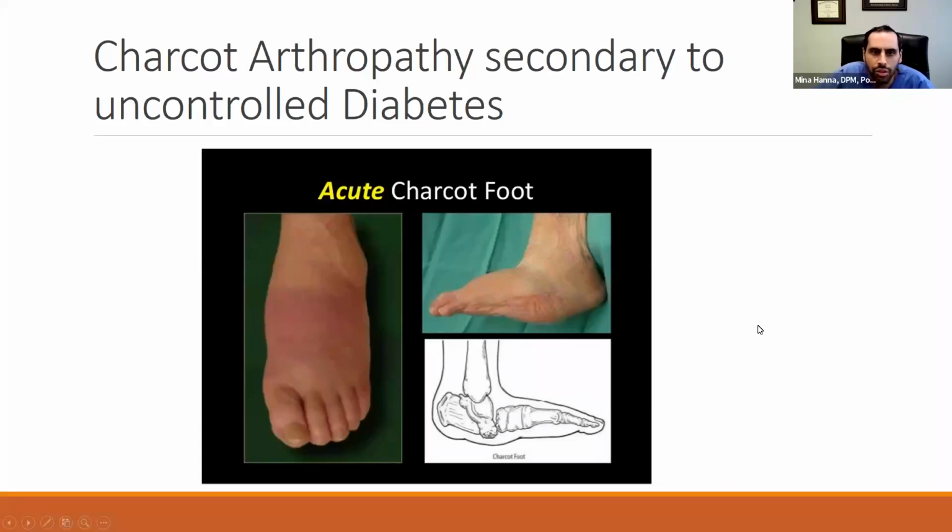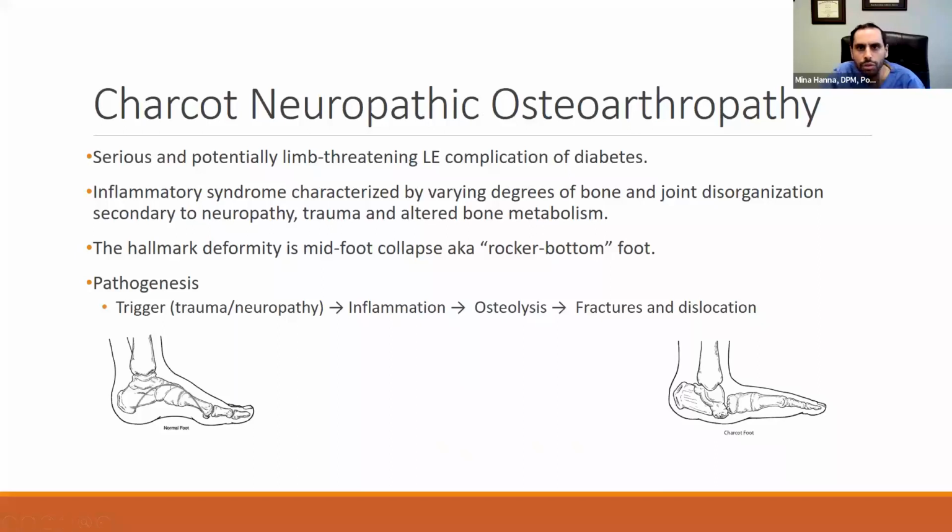And really, we treat this by offloading. So the clinical condition is called Charcot Neuropathic Osteoarthropathy. It's a serious and potentially limb-threatening lower extremity complication of diabetes. It's an inflammatory syndrome characterized by various degrees of bone and joint destruction, secondary to neuropathy, trauma, and altered bone metabolism. The hallmark deformity is midfoot collapse or rocker bottom foot, which is right here, as opposed to a normal foot where you have a high arch.